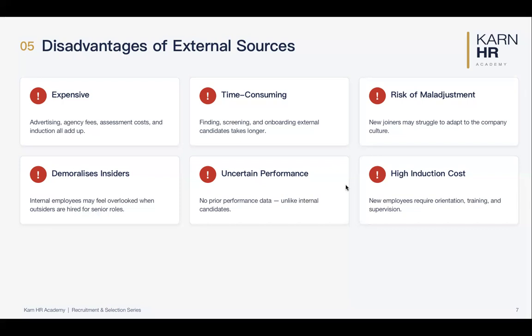Now, the next is uncertain performance. Unlike internal candidates, external candidates have no proven performance record within the organization. The organization cannot be completely sure about their actual skills, work attitudes, and ability to perform under company conditions. For example, a candidate may perform well in the interview but fail to meet expectations after joining. This happens easily, because sometimes you think that a candidate has done well in the interview, but they may not meet what you expected from them.